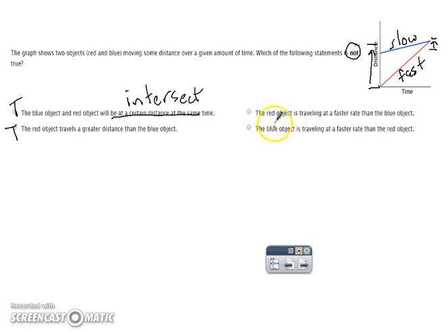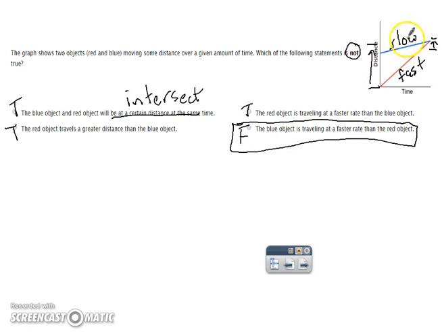One of these has to be false because these are opposites. So one of them has to be faster. Either the red object is faster or the blue object is faster. So let's see. The red object is faster. That's true. So that means it must be false that the blue object is faster. Okay, so I would answer this one. The one that is not true is the blue is faster than the red.